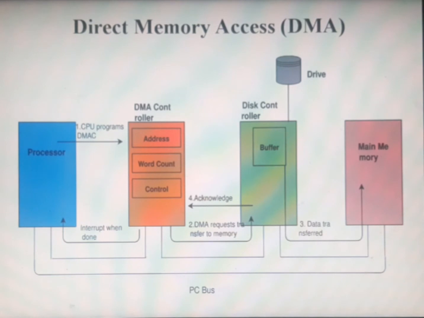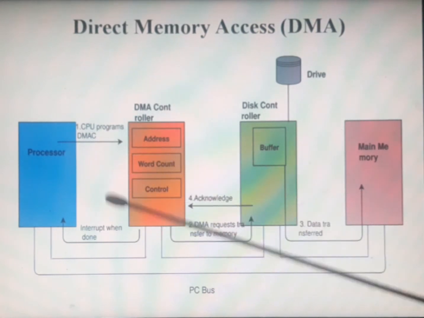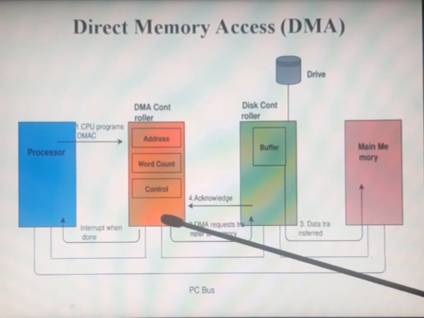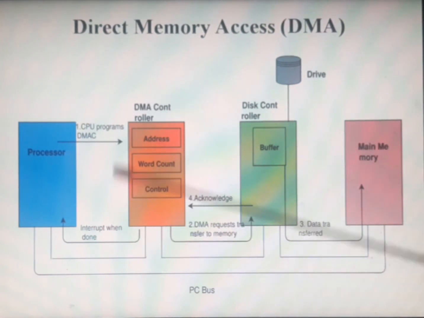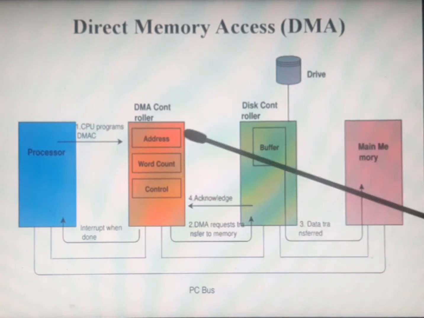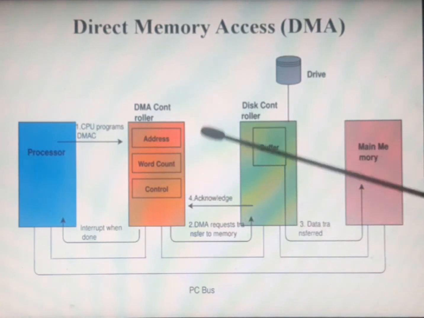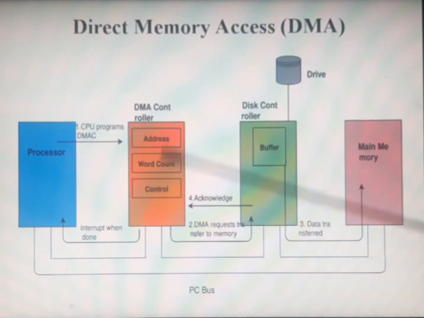Now, to avoid these two problems, the first problem being two cycles, so cycles have to be reduced, and the second problem being interruptions, we use a DMA controller. In direct memory access, we use a DMA controller. To avoid the first and second problem, the processor will program one DMA controller and set up registers like address, word count, control and so on.